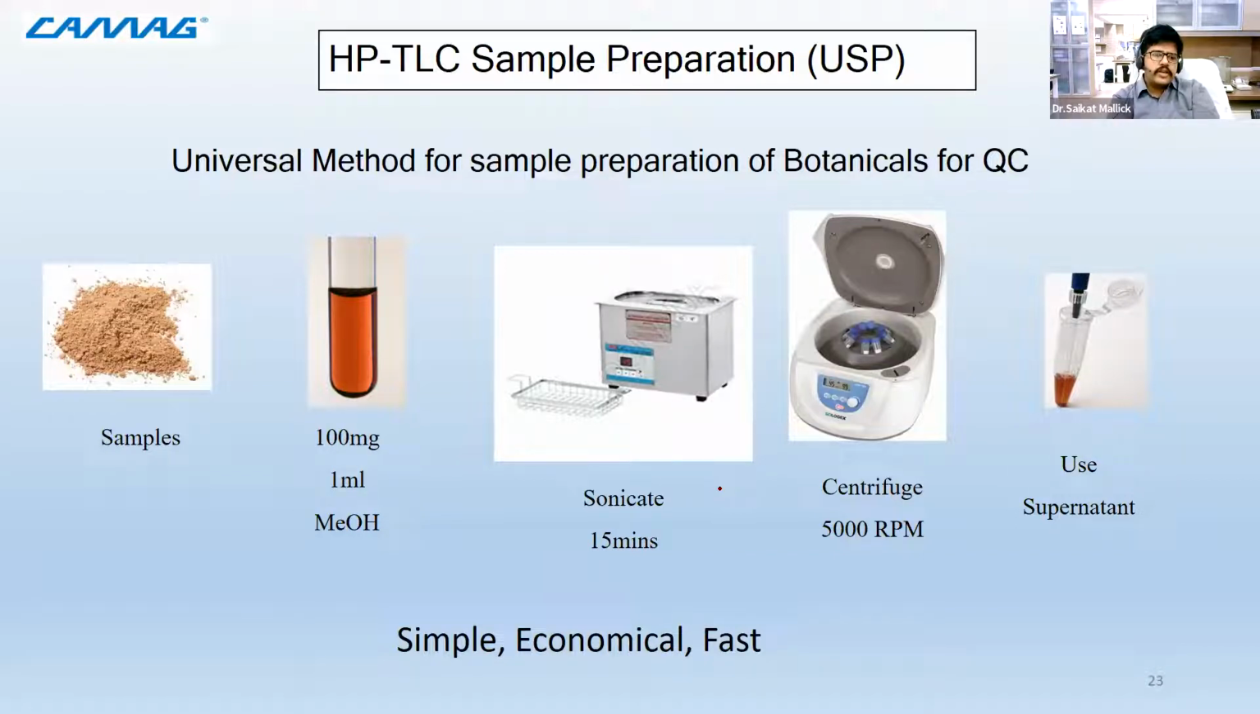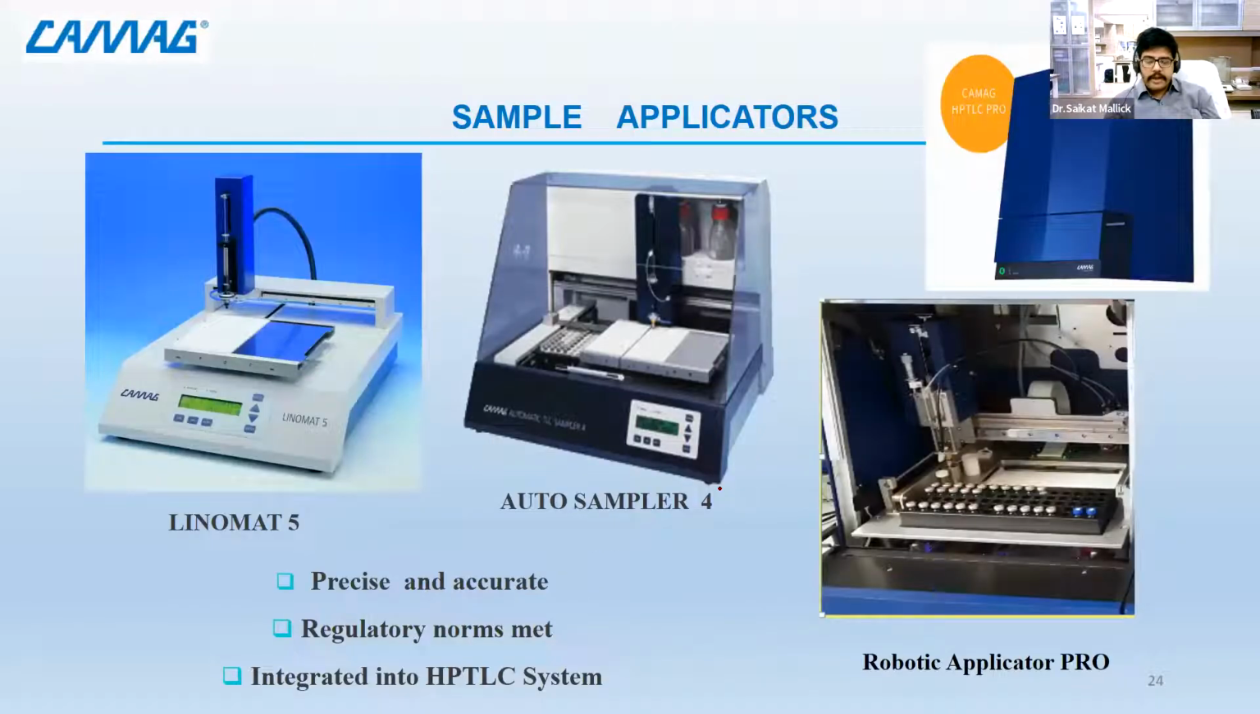So methanol is taken with a simple ratio of 100 mg in 1 ml and then nicely centrifuged. Then you take the supernatant and simply apply it directly onto the plate. That is a very simple process. So it becomes very simple, economic and fast, and you can screen multiple samples. And as I told you, all the fractions are getting separated. So if you get a response, you will immediately know which fraction is giving you a response. That is the beauty of using HPTLC with bioautography.